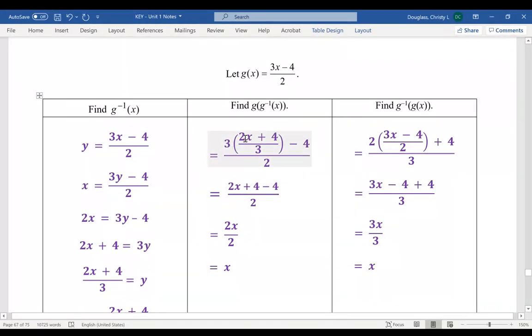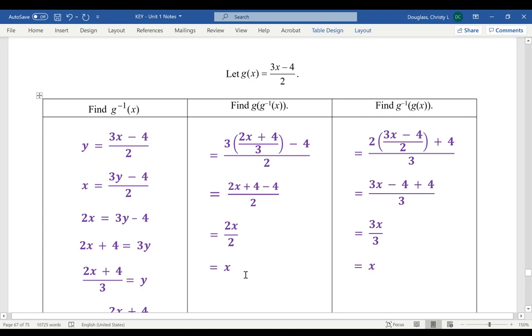Well, when I have 2x plus 4 divided by 3 and I multiply by 3, the 3's simply cancel out because times 3 and divided by 3 are opposite operations. And I'm left with 2x plus 4 minus 4, all divided by 2. Of course, plus 4 and minus 4 goes to 0, leaving me with 2x divided by 2, which is x.